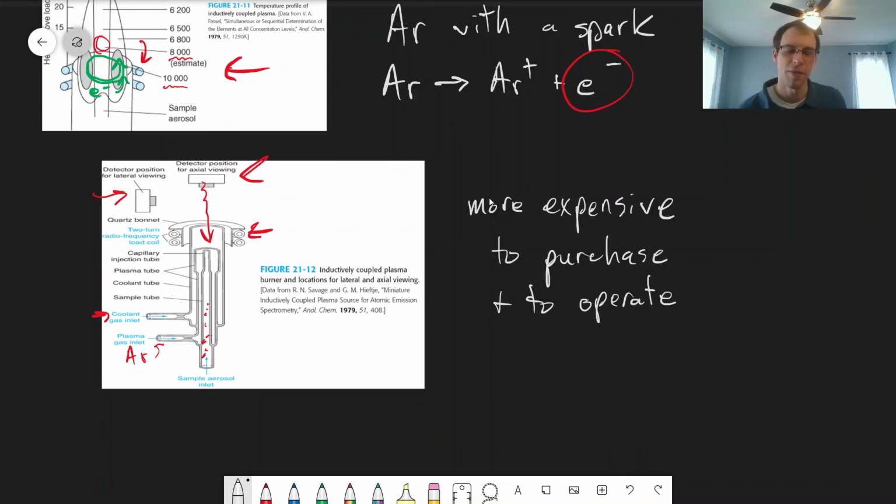That's their main disadvantage, and the trade-off is you can get much higher temperatures if you want to pay more, which can be really important in certain applications. Okay, and so that is our final atomization source that we'll look at. And in the next video, we'll look at why the different temperature can matter, particularly for emission spectroscopy.